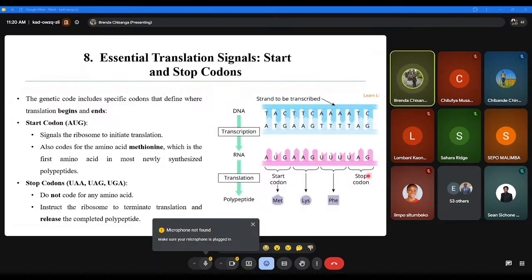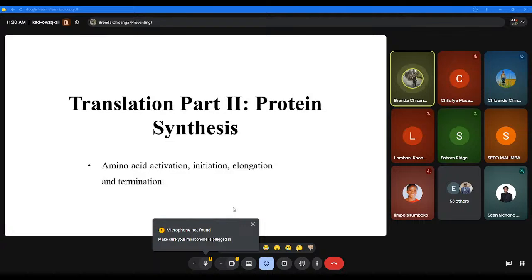Those ones, I remember yesterday telling you, you must know them. At least we should know the start codon. We should also know the 3 stop codons. But to memorize the genetic code, that will be too much information and very unnecessary. So up to this point, we are done with the first part of translation.